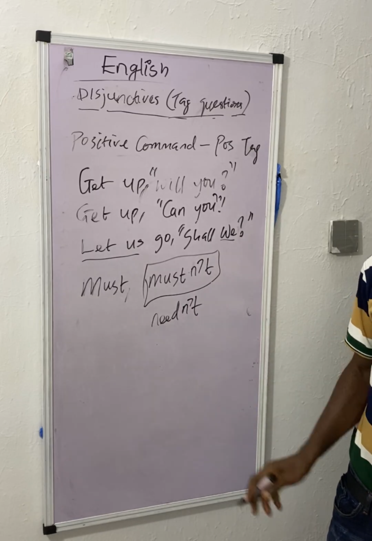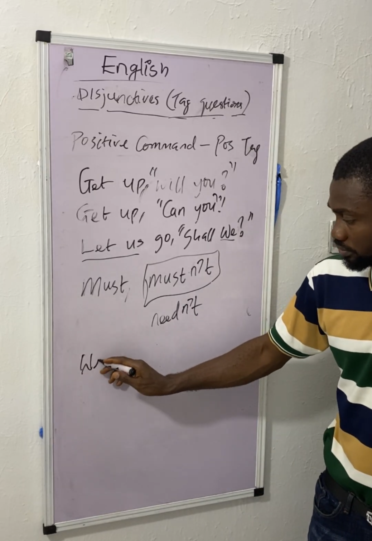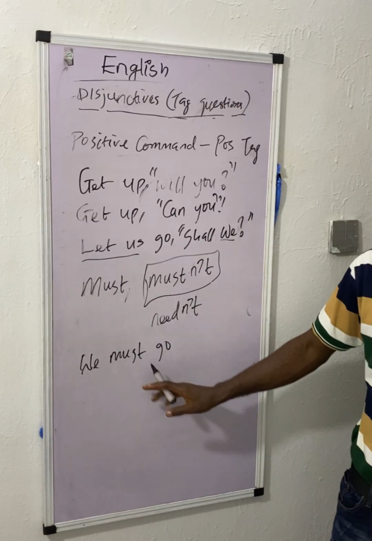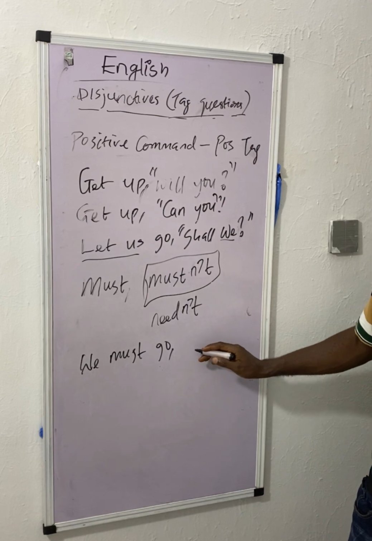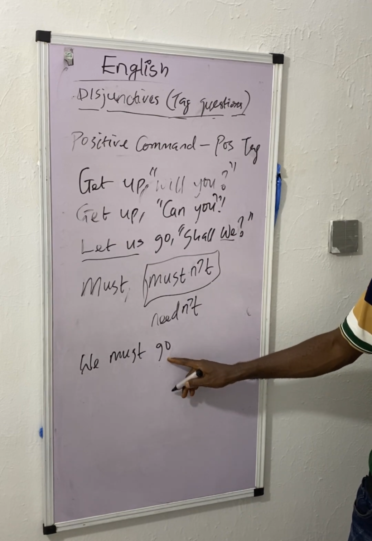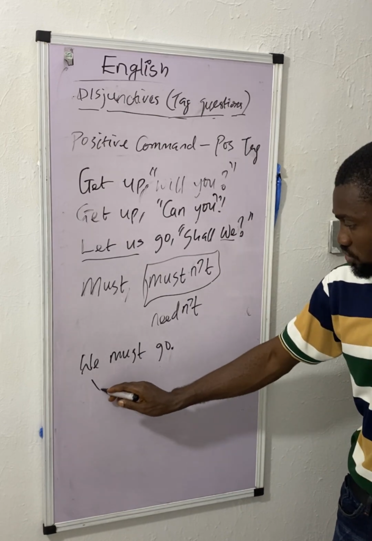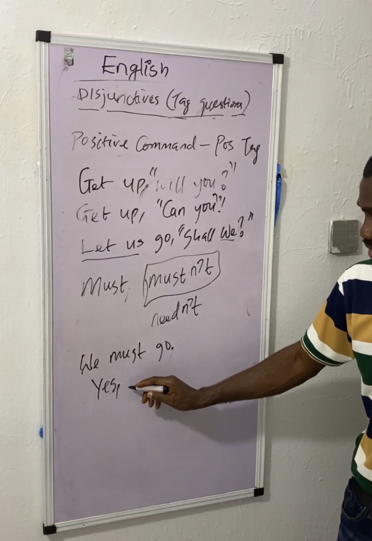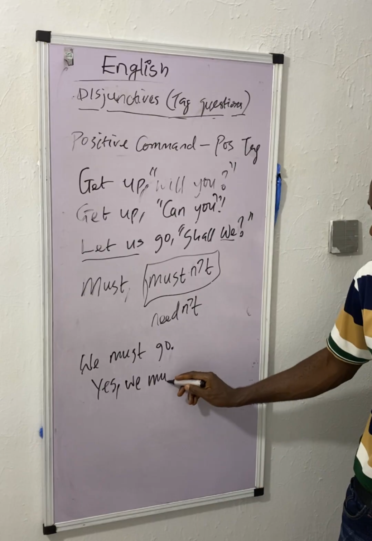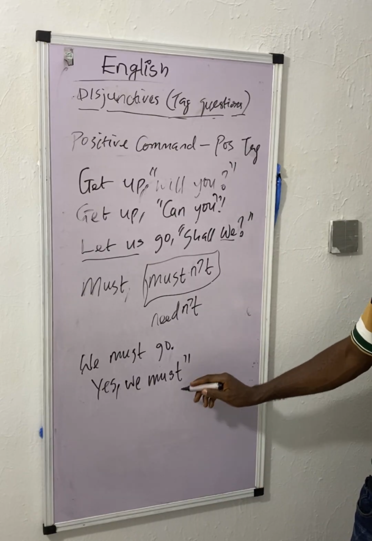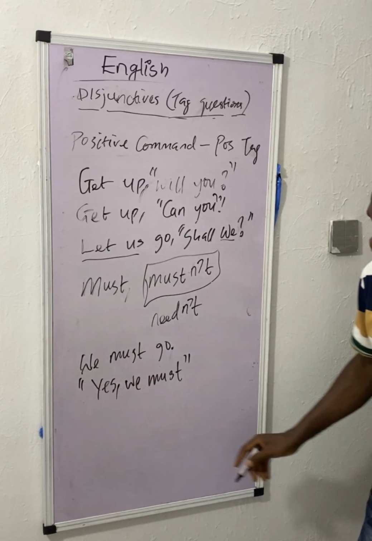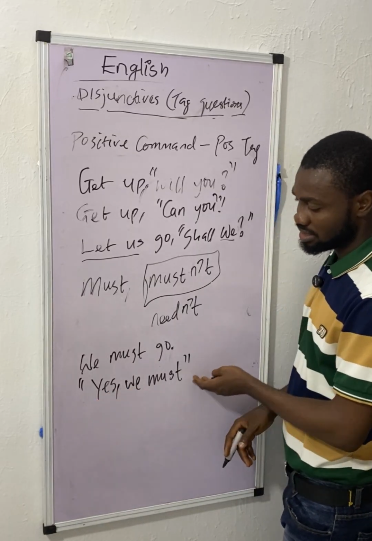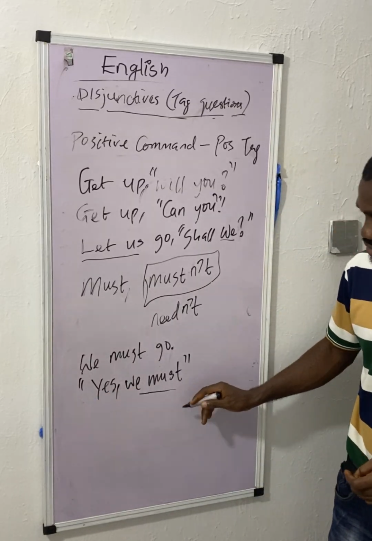All right, needn't. So we must go. We must go. Okay, we must go. We can say yes, we must. Yes, comma, we must. All right. This one is a response. Yes, we must. This one is a positive response. All right. Positive tag. Yes, we must is positive.